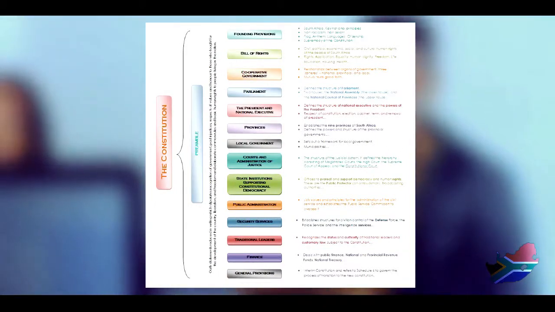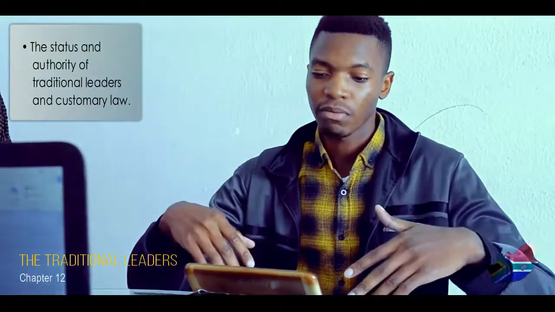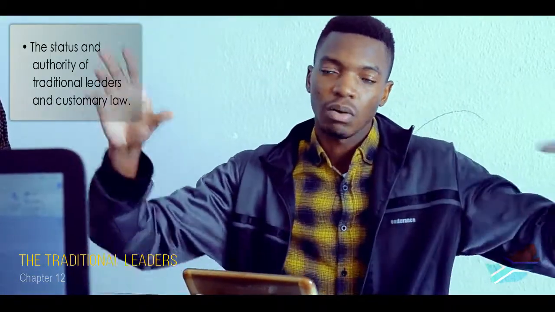Traditional leaders in the constitution. This part recognizes the status and authority of traditional leaders and customary law. What I'm talking about is our tradition in South Africa, we have some leaders set apart in offices in some sections in the country. So these are subject to the constitution as well. Recognize them. We move into the finance, which is very important.